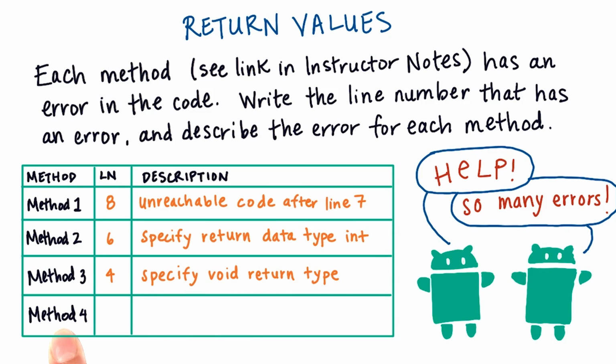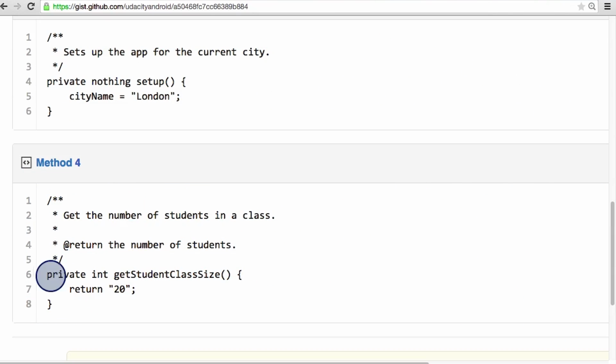Now let's move on to method 4. This method is about getting the number of students in a class. The return value is the number of students, which is an integer. The method starts with an access modifier of private, and then the return data type is an int. So far it's looking good. The method name is getStudentClassSize, and there's no input params.